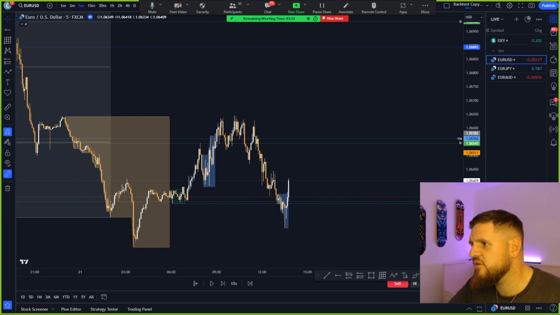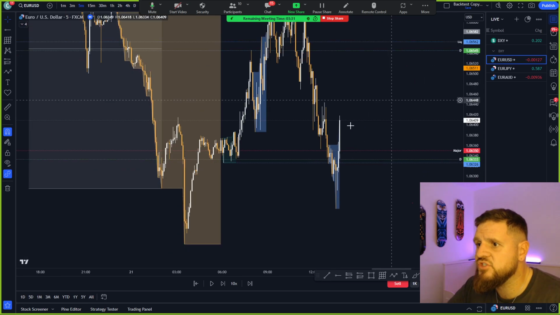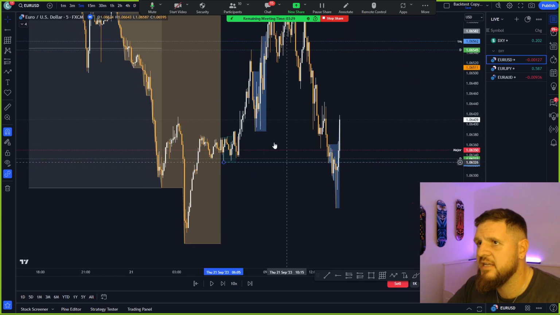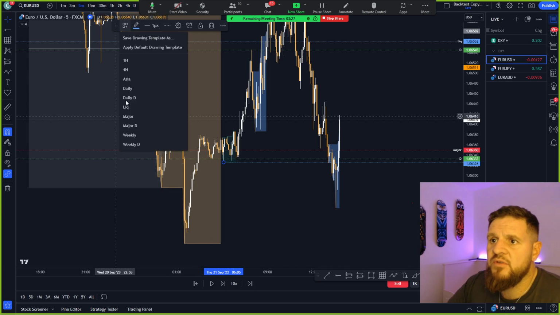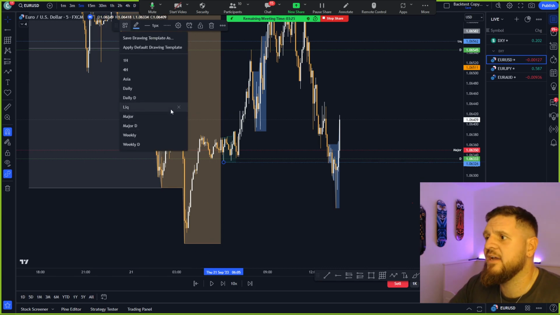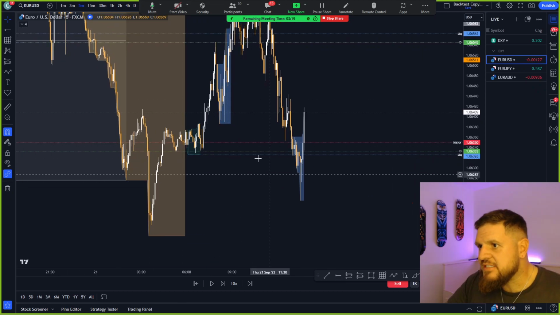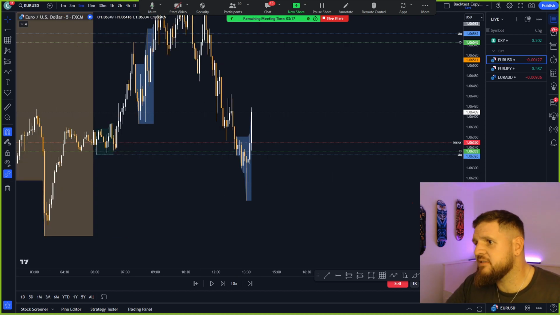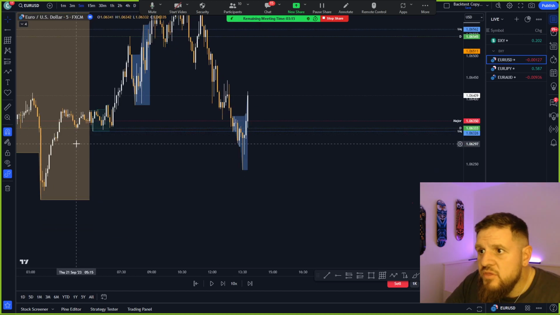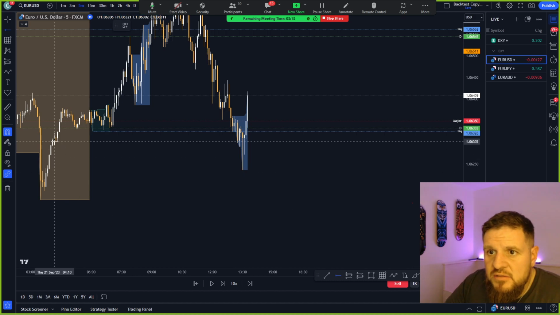Now, the Frankfurt zone, although it's kind of an inconsequential zone that people don't really understand how to use, will normally create a weak low or a weak high. So it's a good one to be swept. And as you can see here, we've had another sweep of some more liquidity over here.